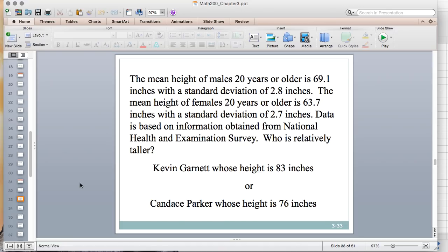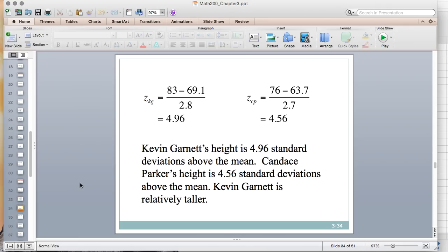So let's say that we want to know who is relatively taller, Kevin Garnett, whose height is 83 inches, or Candace Parker, whose height is 76 inches. It wouldn't be fair to compare Kevin Garnett's height with Candace Parker's height because we know that men typically are quite a bit taller than women. So we want to adjust for that, and we want to decide who is relatively taller. So what we do is we calculate a z-score for each of these individuals.